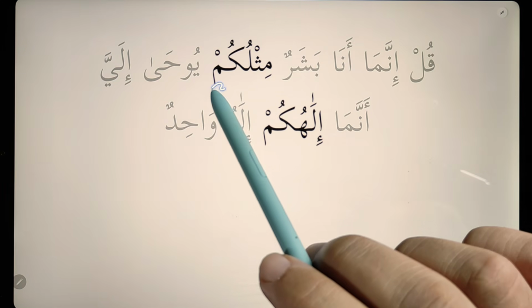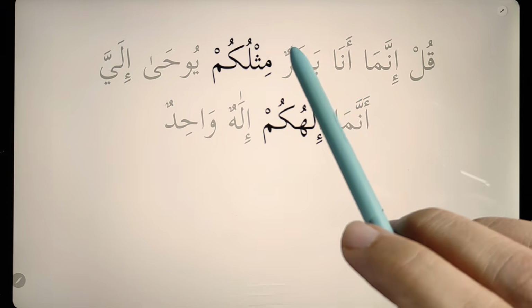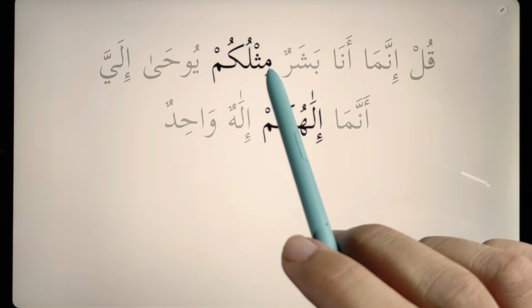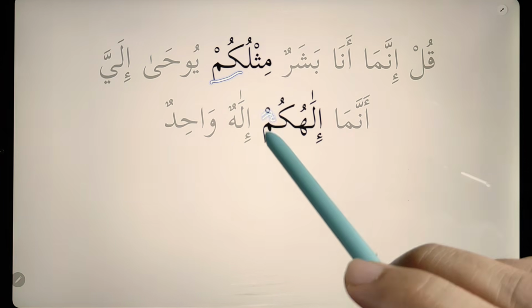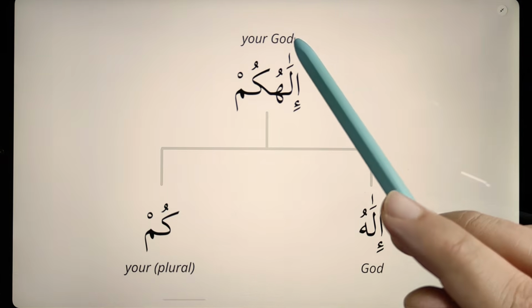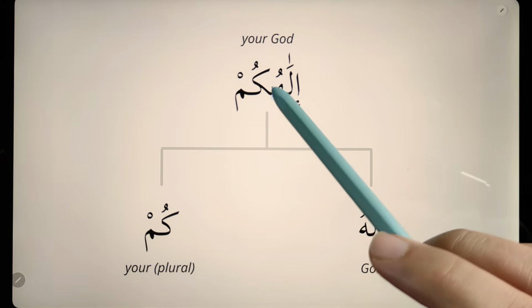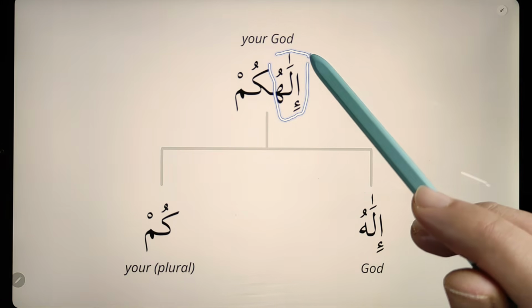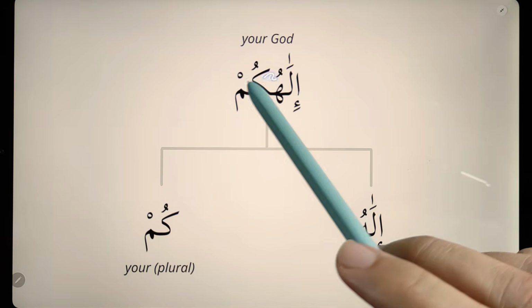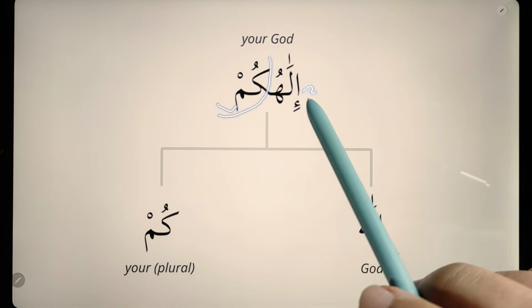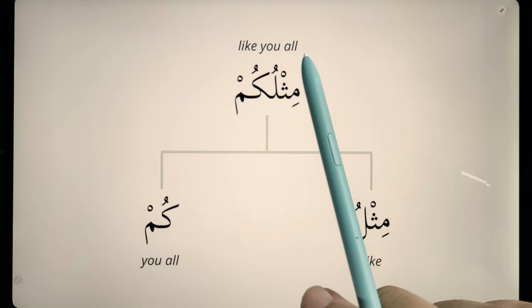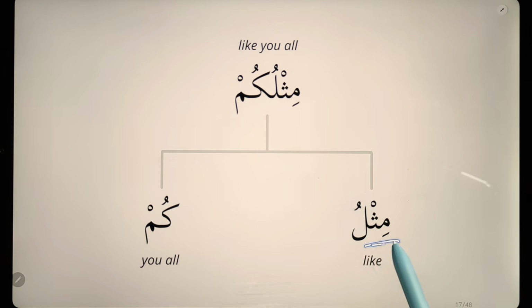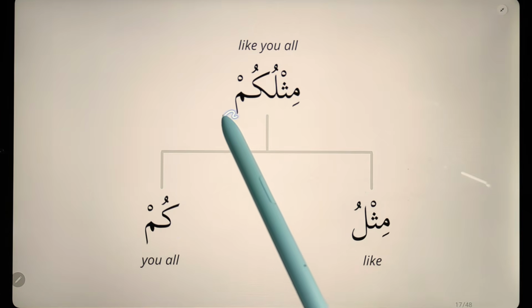Let's pause here for a moment and learn a very important rule that keeps showing up in the Quran. We can see here the word mithlukum and ilahukum, they both end with kum. What does that mean? The word ilahukum, the actual word that we learn is ilah. Ilah means God, and kum means your. So together, ilahukum means your God. Similar with mithlukum. Mithl means like and kum means you all. So mithlukum means like you all.